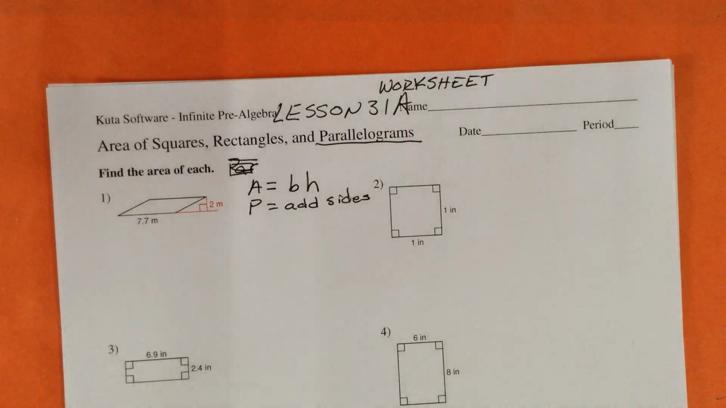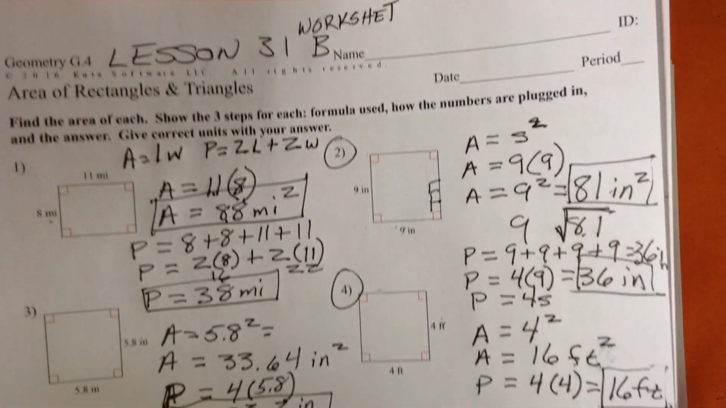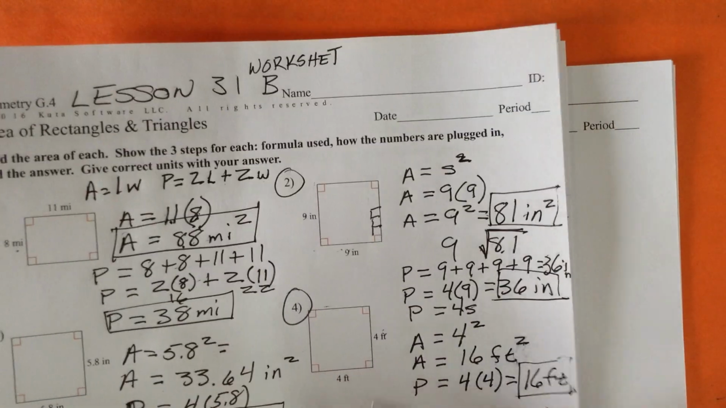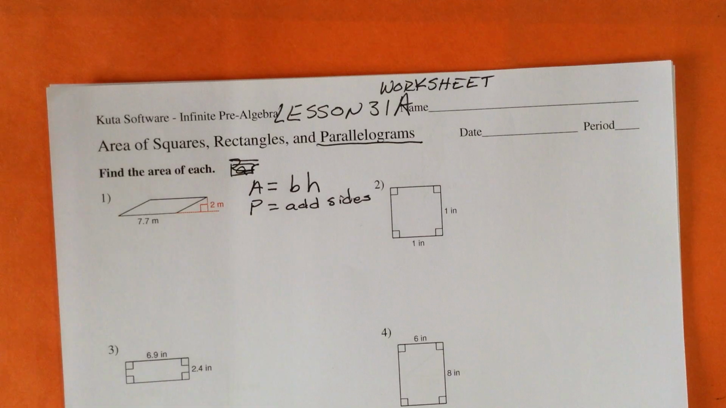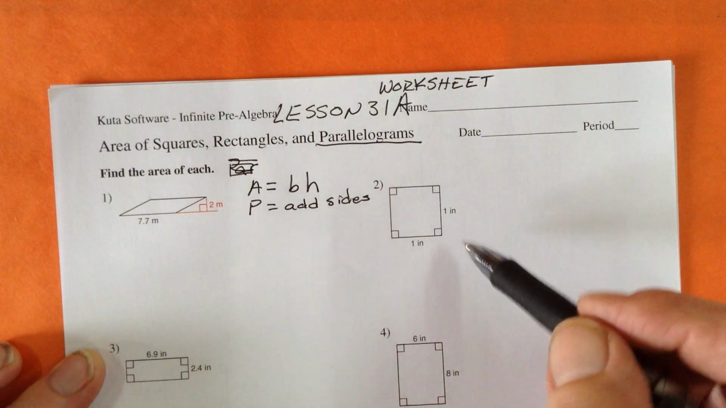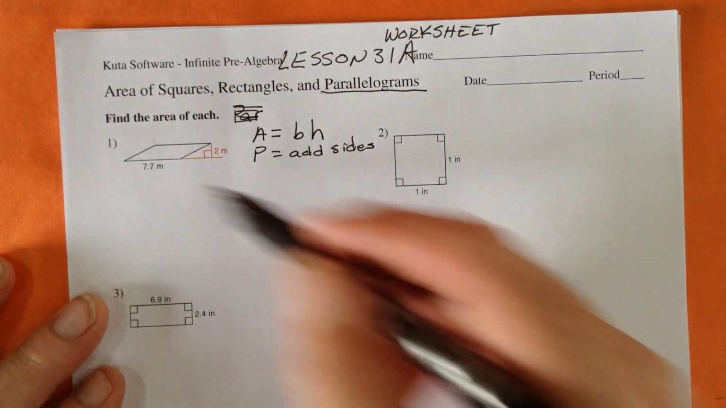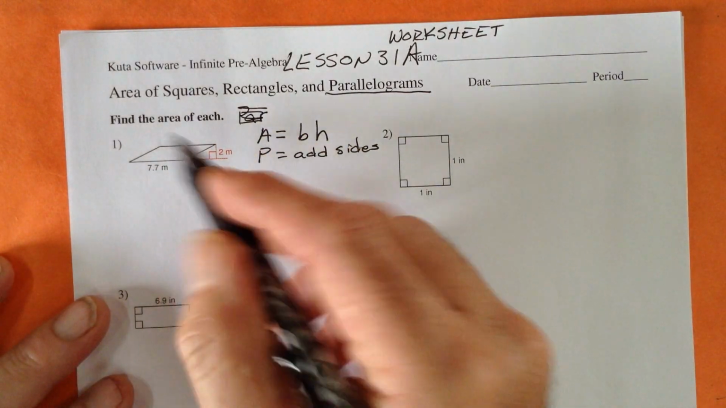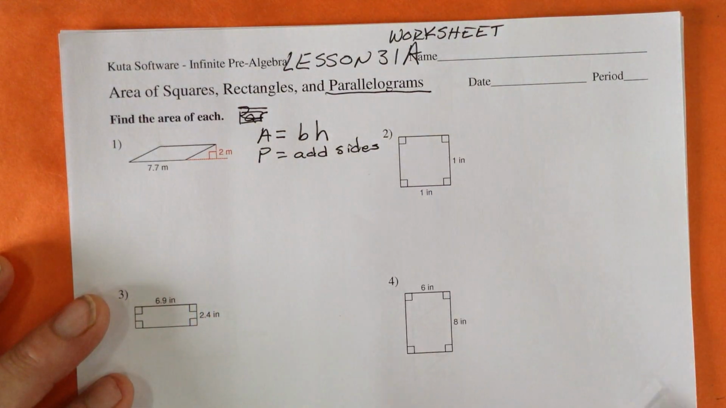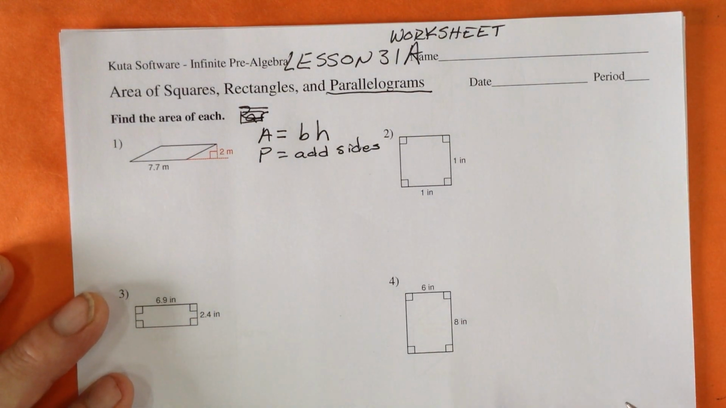Because the B one had the rectangles and squares and triangles, but not the parallelograms. So I had to find two sheets on the internet to do this lesson. On this one you have the squares and the rectangles, but I'm just going to be showing you the parallelograms, and you can do the squares and the rectangles if you want for extra practice.